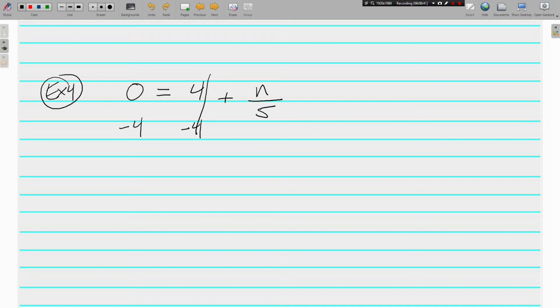On the left, 0 and negative 4 is negative 4. On the right we have n over 5. N's being divided by 5. So to undo dividing by 5, we multiply by 5. And if we multiply by 5 on the right, then we're going to multiply by 5 on the left and get negative 20 is equal to n.